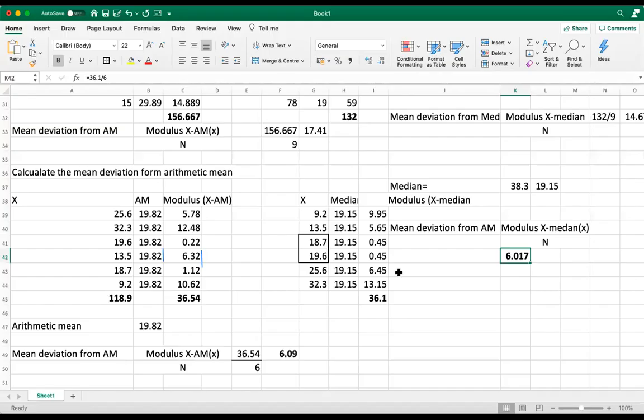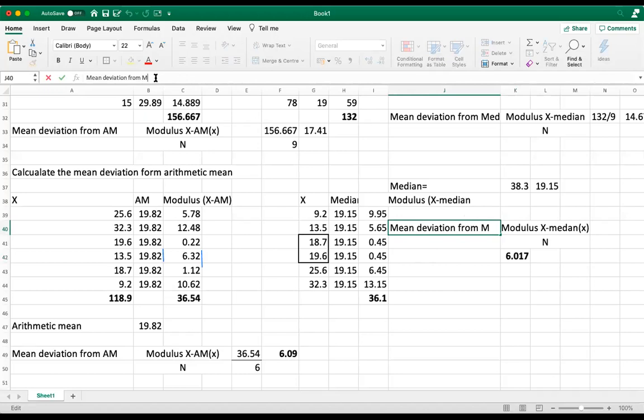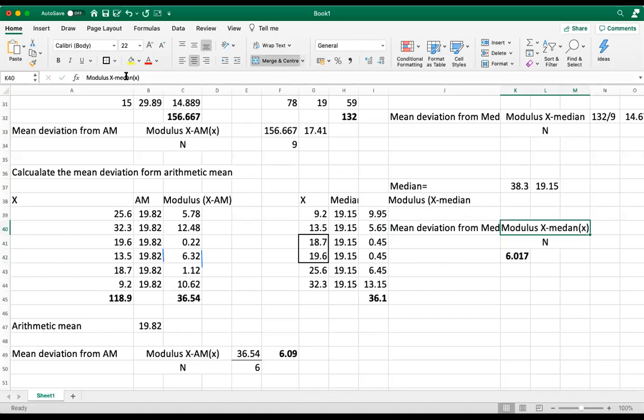Mean deviation from median. The median will come. Yes. What did I do? Can I repeat the steps? I sorted the values in ascending order. You can sort in ascending or descending order, and then I found the median, and it happened to be the n plus 1 by 2th value. So it is going to be 18.7 plus 19.6 divided by 2, which came to be 19.15.